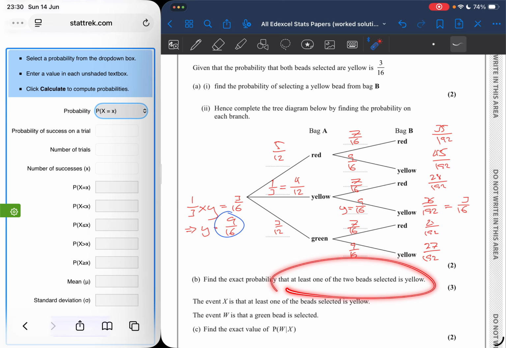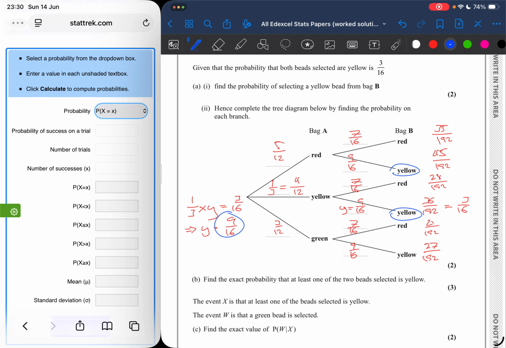So exact probability, at least 2 are yellow. So let's look at the branches we're going to get. Anywhere we see a yellow, that branch is successful. So yellow, yellow, yellow on the end. This yellow in bag A leads, therefore, to success as well in every way. So this is also success.